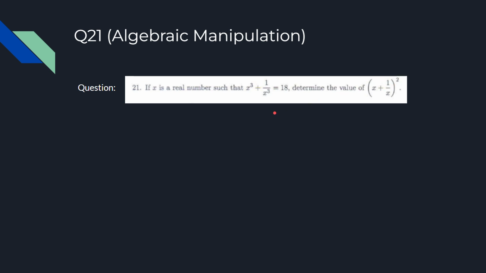So first, I want to start off by noticing and expressing to you that these two things appear to have a similar form, right? You have x cubed plus 1 over x cubed here, and you have x plus 1 over x here. So now you must find a way to relate these two things, right? And you realize that you can actually do that through some expansion.